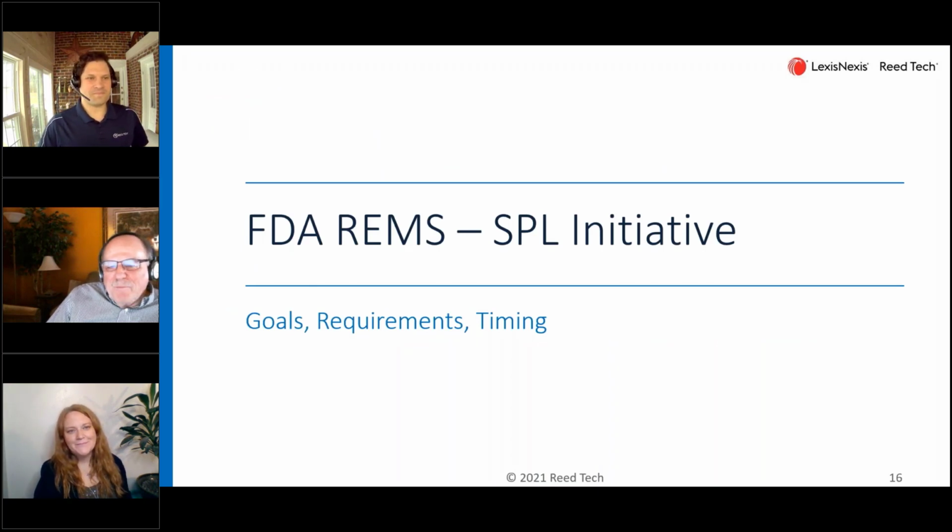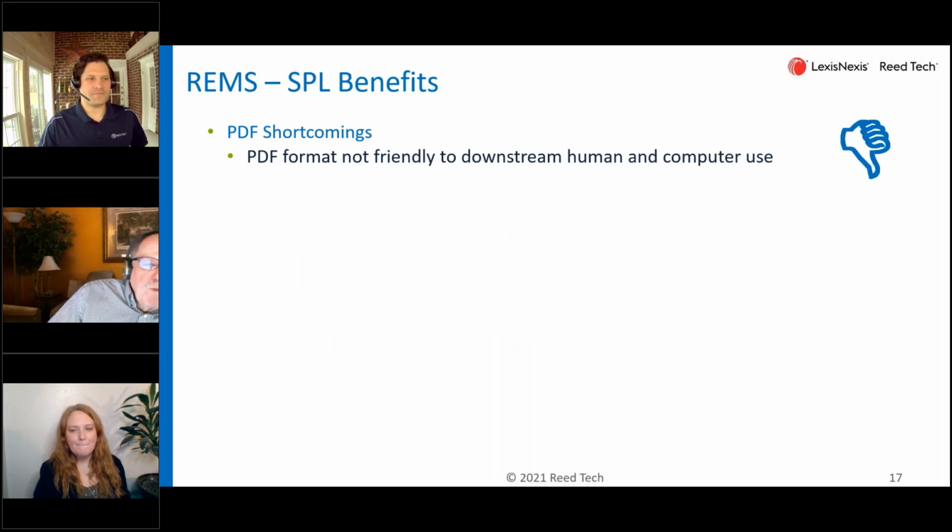But with that break, let's start talking specifically about SPL, structured product labeling, as a tool to capture REMS. Why did they consider SPL? And this is pretty much the same reason that the FDA considered SPL for listing and labeling and establishment registration and the other 50 documents that they have in place for SPL. It's basically that the FDA's existing format is not very friendly for use in downstream users, either by computer or for human use.